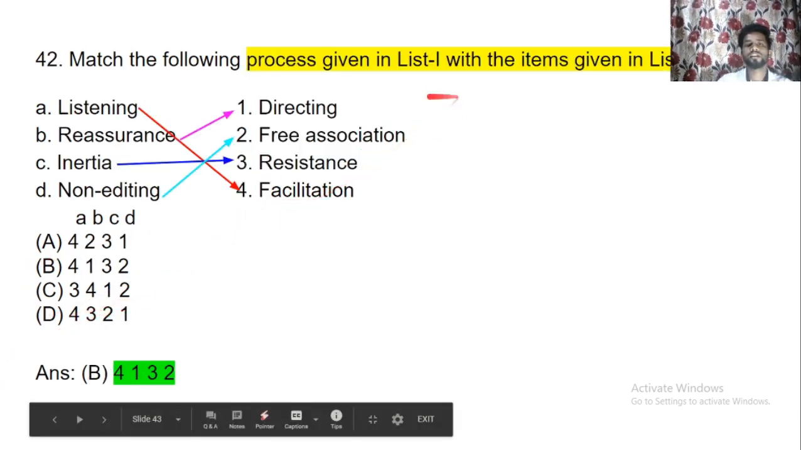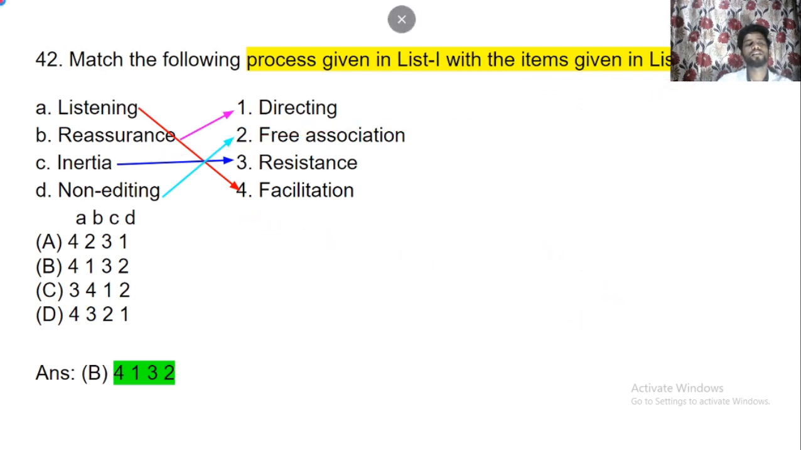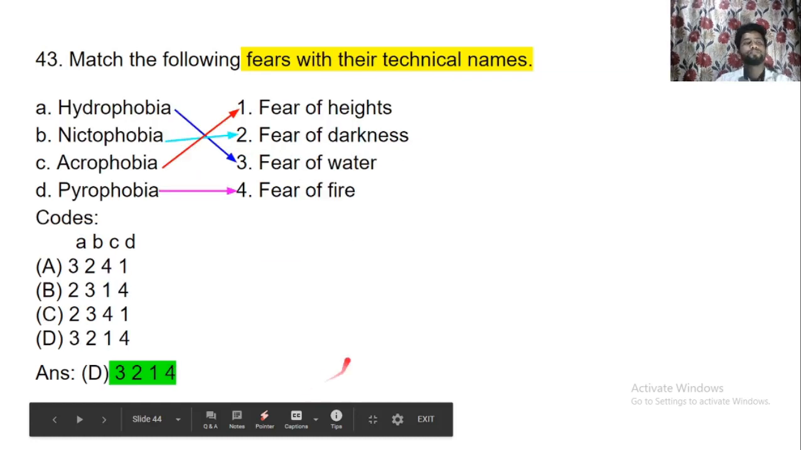The process given in list 1 and list 2. There is listening, that is frustrations. Listening will be matched with frustrations. Then reassurance relates to directing, and interpretation, that is resistance, and non-editing, that is free association. So this will be your correct sequence.